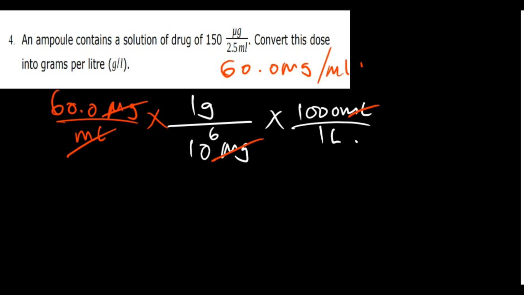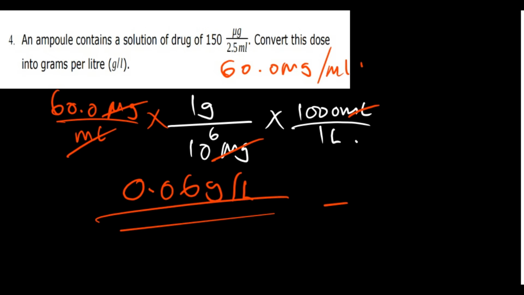Okay, so from there now we can get our calculator. We are going to find that it's going to be 60 times the 1000. Then we divide it by 10 raised to the power 6. So our answer is going to be 0.06 gram per liter. Okay, so that is going to be our dose. Our dose in gram per liter is going to be 0.06 gram per liter. Okay, so that is it for question 4.